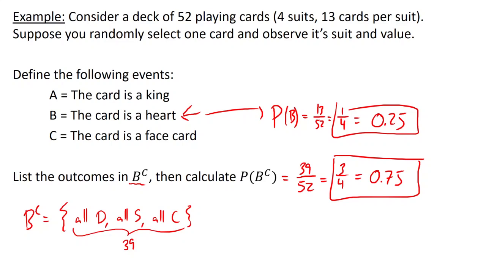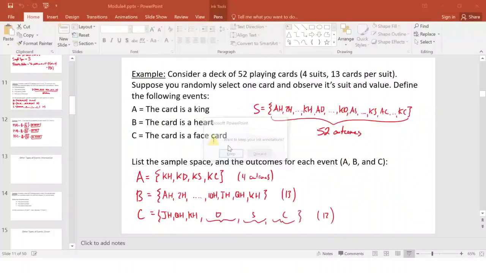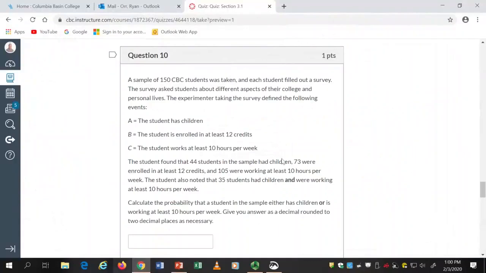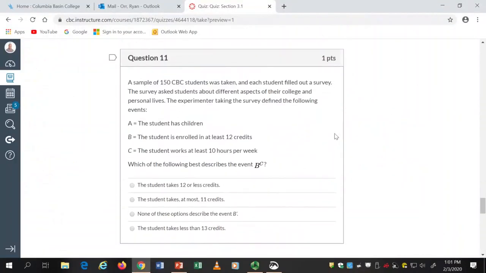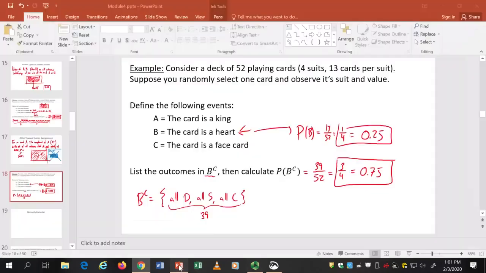I don't know if I kept the quiz running this time. Oh yeah, here it is. So when you get to question 11, you're talking about the complement event. It's saying basically the opposite, everyone else. So B is all the people that are enrolled in at least 12 credits. The complement would have to be all the other people, and I want you to tell me how to best describe all those other people. All right? That's what the C means.